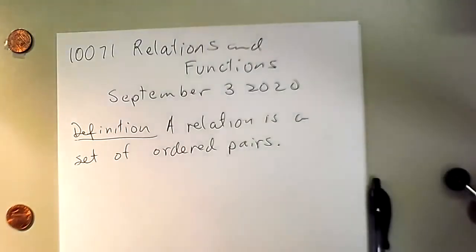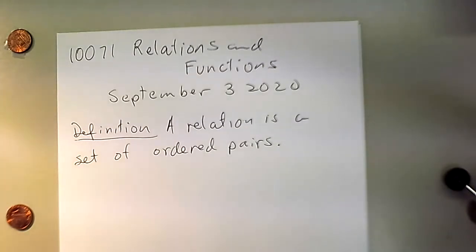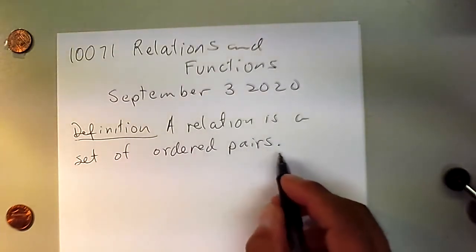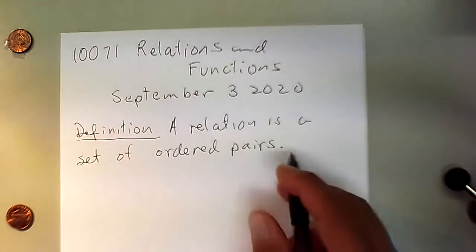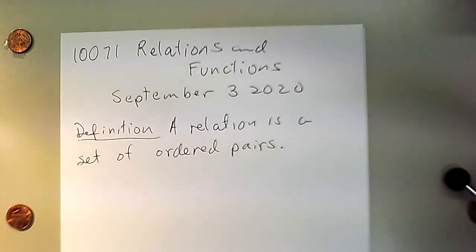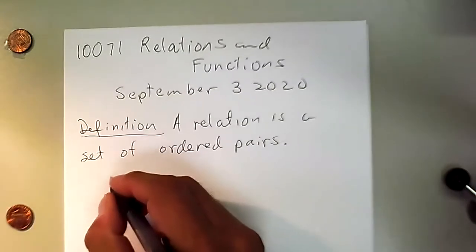We'll start today with the concepts of relation and function. A relation is simply a set of ordered pairs. Let me start with a quick, simple example.